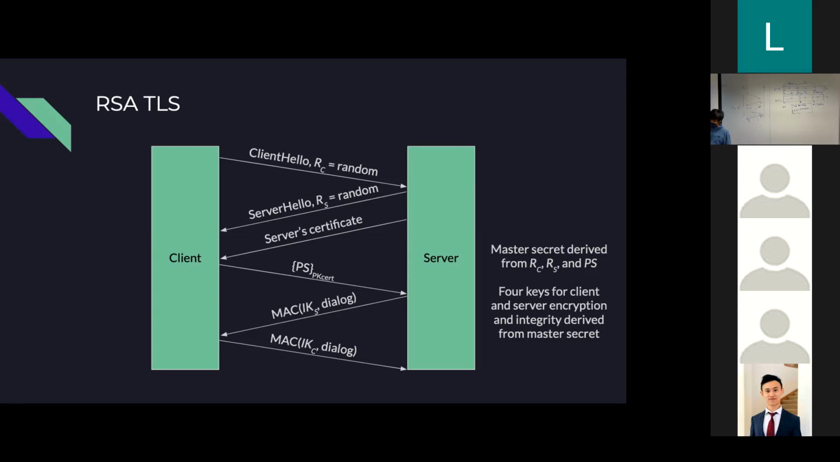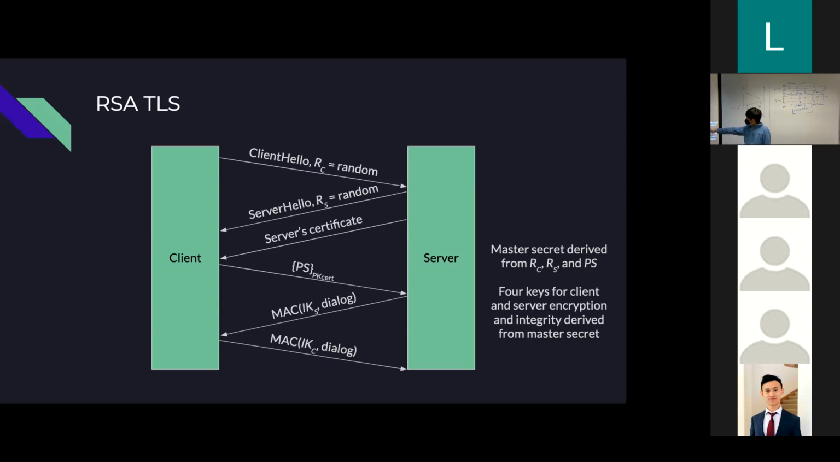In RSA TLS, which is the first of two variants we talked about, the client chooses something called PS, which stands for pre-master secret, encrypts that using the public key embedded in the certificate, and sends it to the server. Then both the client and the server are going to send MACs over this entire dialog. So we derive the key using the two random numbers here, as well as the encrypted pre-master secret. That's how we derive our keys, including IKS and IKC. And then finally, we MAC this entire communication just so we know the attacker didn't tamper with it.